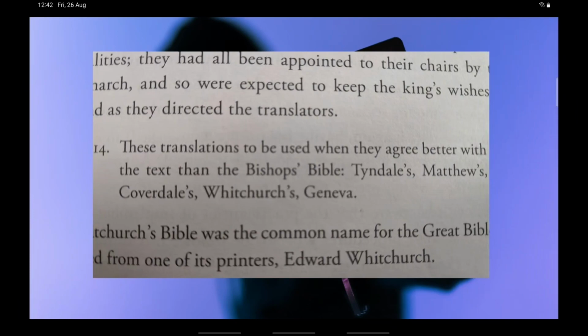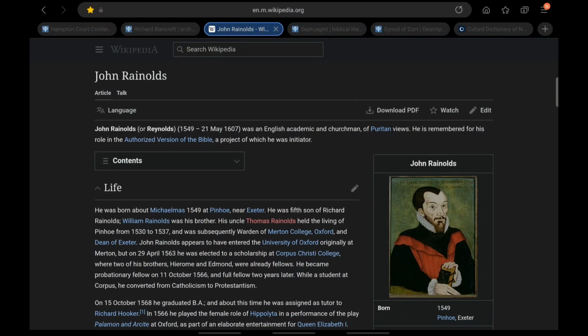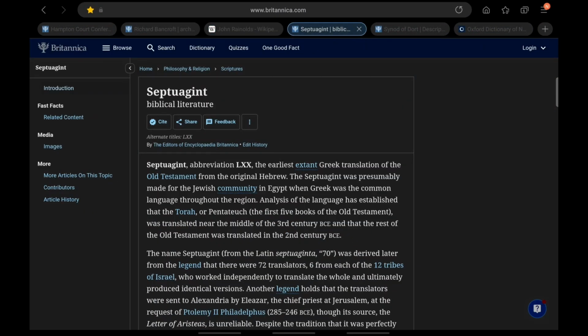These translations to be used when they agree better with the text than the Bishop's Bible: Tyndale's, Matthew's, Coverdale's, Whitchurch's, Geneva. These rules were unprecedented in their rigour. Previous translations had been done by small groups or bishops. Nothing comparable had been achieved since antiquity, when the elders gathered in Alexandria to create the Greek Septuagint.